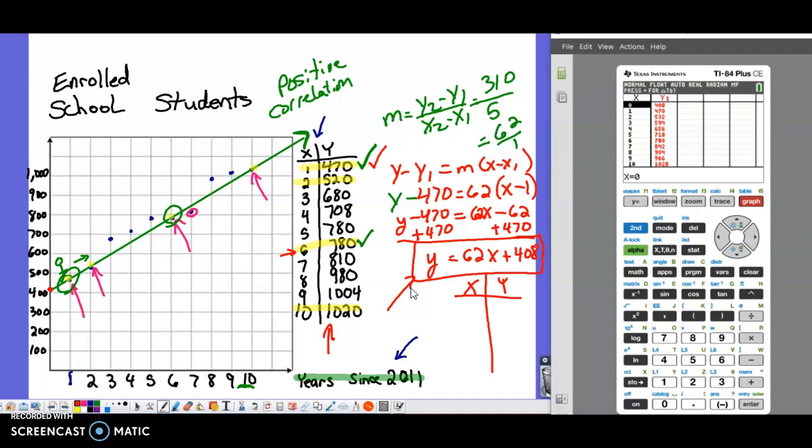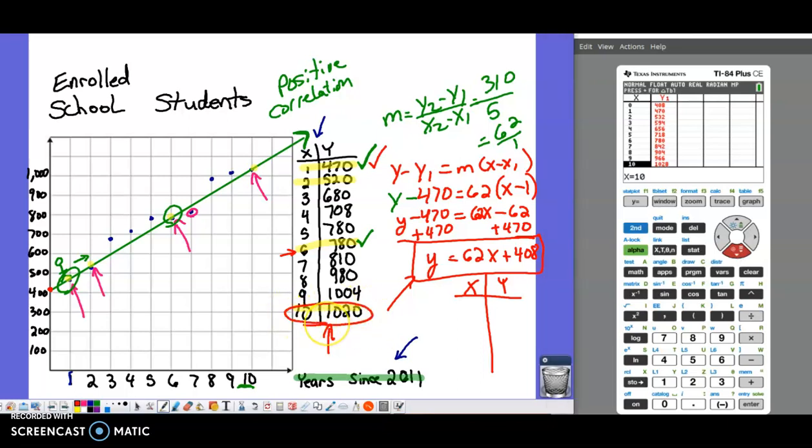So for instance, let's just look at the 10th year. The 10th year, according to my calculator, should be 1,028. And if you look on my actual chart, it's 1,020. So again, this is a best fit line. It's very close to the actual population. It's not exact, but it's very close to it. You draw the best fit line to come very close to the data that's on there. And you can compare all of them, and they are very close to the numbers. Again, they're not exact, but they're very close.